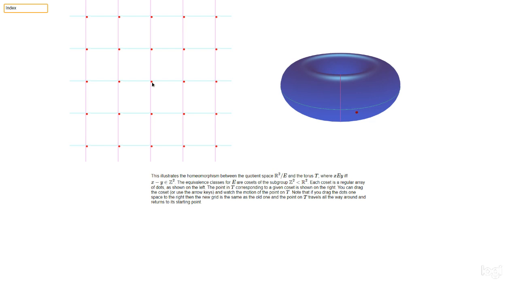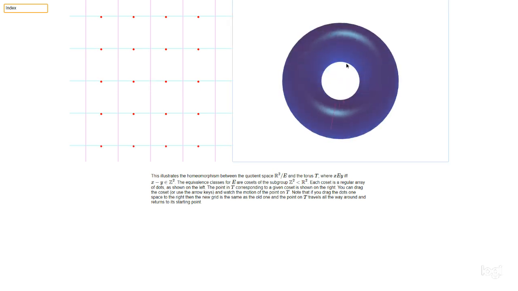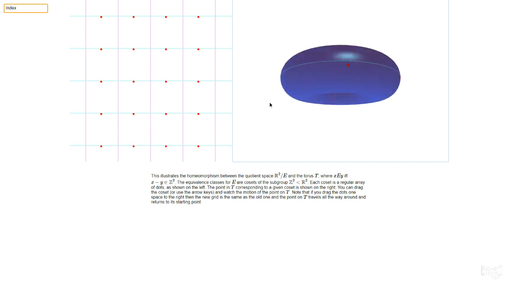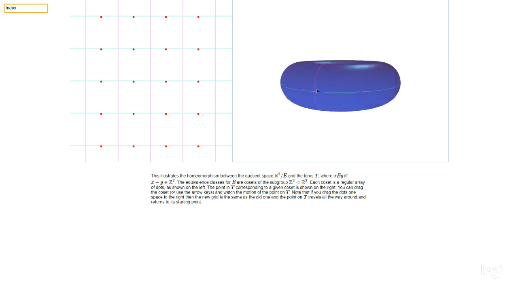As we take this pattern over here and move it around, the dot moves around the torus. Now we've gone halfway around here, and the dot has moved back over to there. And then we carry on moving around. Then the dot reappears over here, and now we get back to the original position.